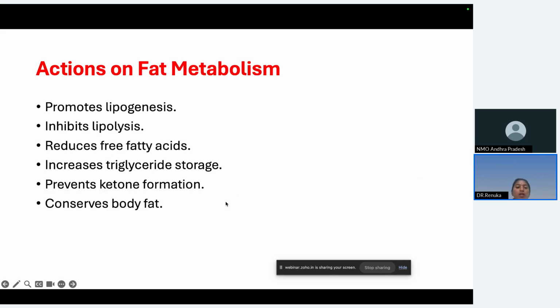What are the actions of insulin on fat metabolism? It promotes lipogenesis. It produces fat. It inhibits lipolysis, the breakage of lipids. It reduces free fatty acids. It increases triglyceride storage. It prevents ketone formation. It conserves the body fat.